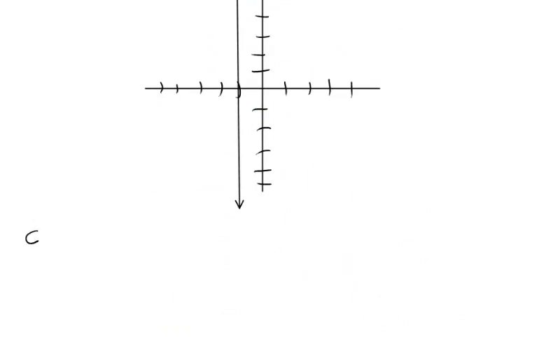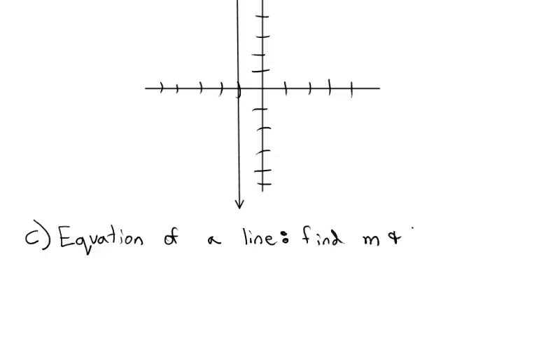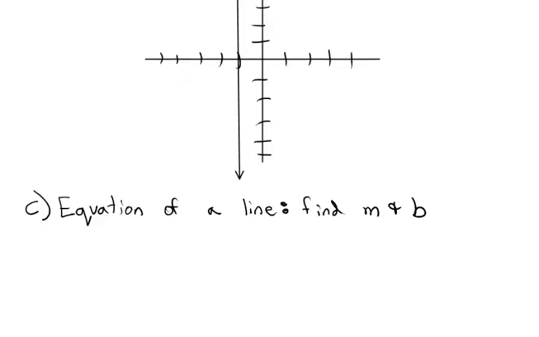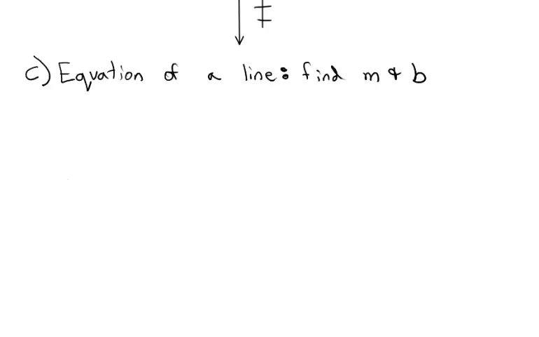We use that slope-intercept form when we're trying to find the equation of a line. Basically, we're going to use y equals mx plus b, but we're going to have to find m and b to do that. Usually, we find them in that order, too.